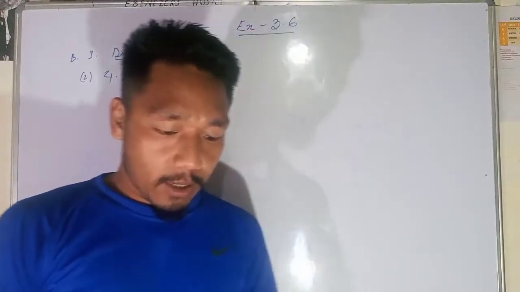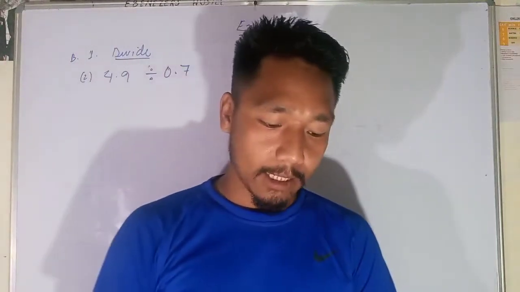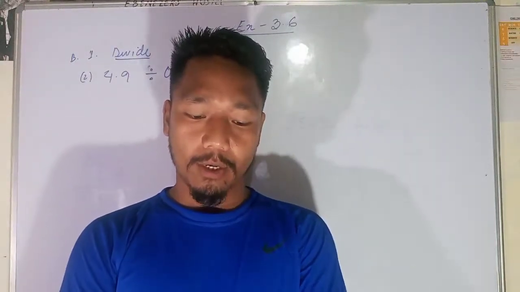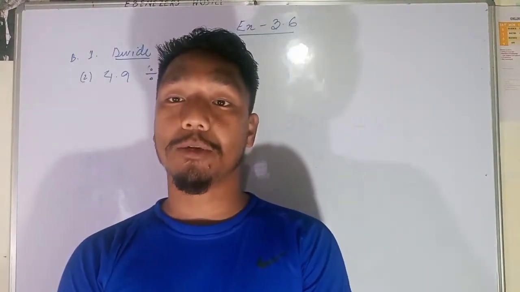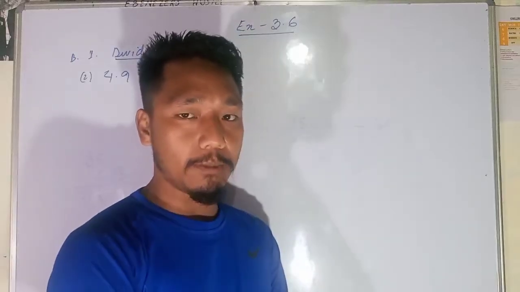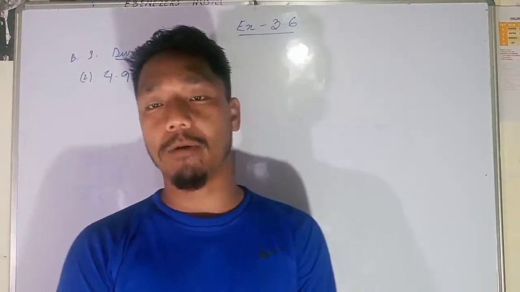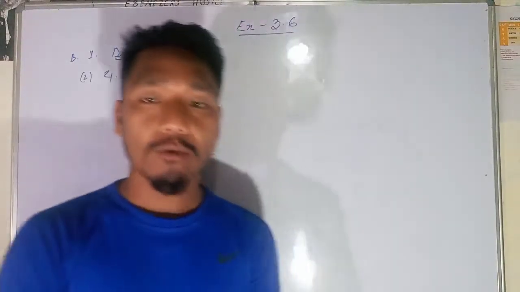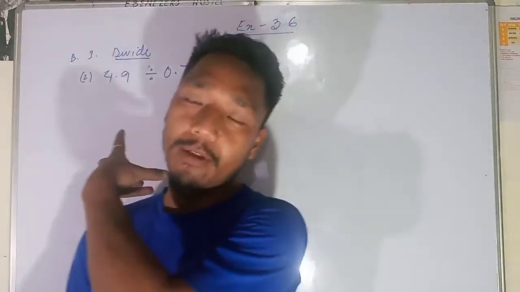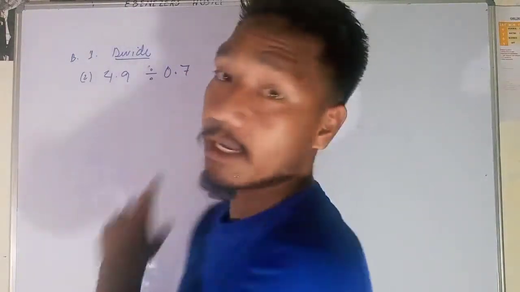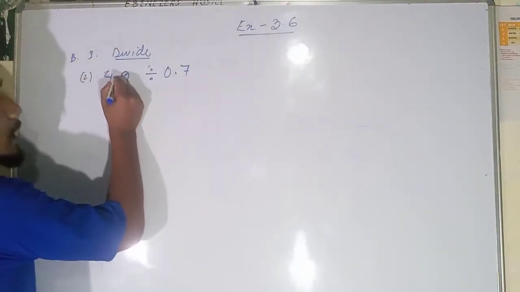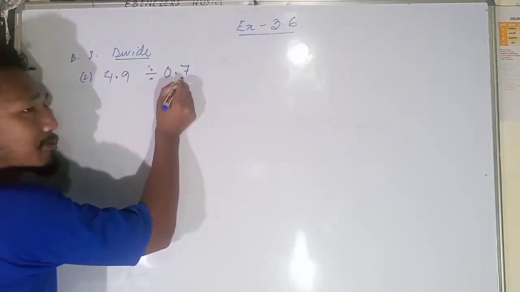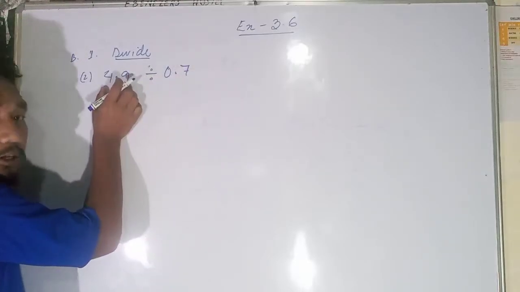So here we will be proceeding to the next exercise, that is 3.6. Okay, so in the next exercise we will be discussing the division of two decimal numbers. If the two decimal numbers have been divided, what will be the answer? I will explain in more detail by solving new problems. So here you see 4.9 is one decimal number and 0.7, this decimal number, is divided into another decimal number.